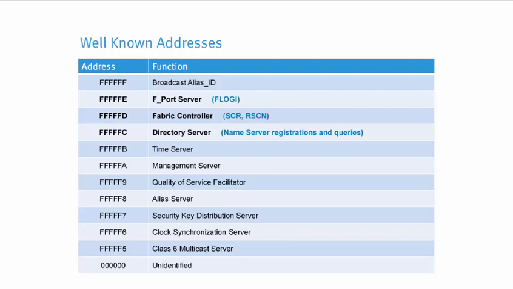Less common well-known addresses include: FFFFFF is for Broadcast. FFFFFA is for Management server. FFFFFB is for Time server. FFFFF8 is for Alias server. FFFFF7 is for Key server. FFFBXX is for Multicast. FFFCXX is for the Brocade domain controller, embedded port/switch ID.